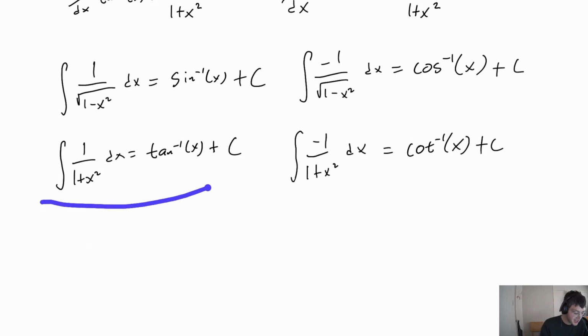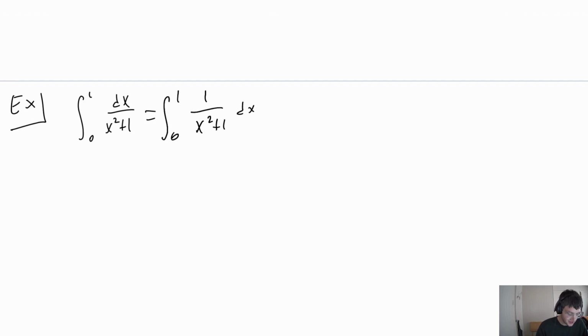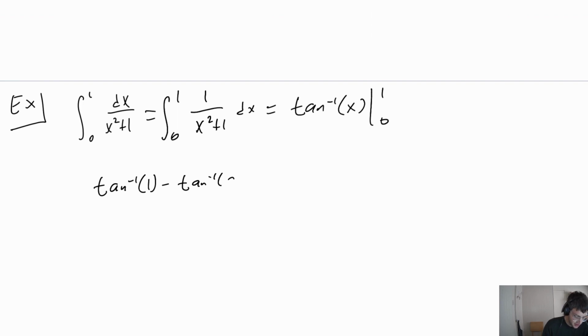We know that the antiderivative of 1 over 1 plus x squared is the inverse tangent. Here I have x squared plus 1, but that's the same as 1 plus x squared. So this should be the inverse tangent of x evaluated from 0 to 1. And this evaluation from 0 to 1 gives us the inverse tangent of 1 minus the inverse tangent of 0.